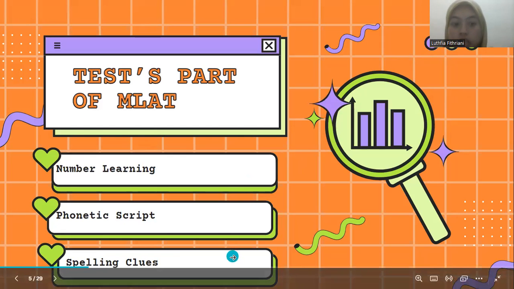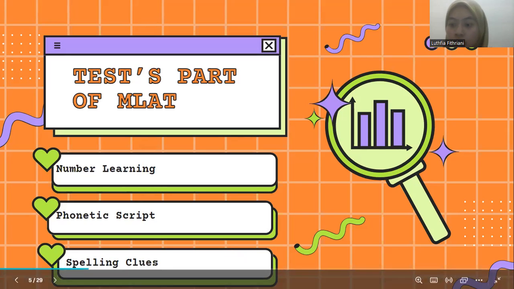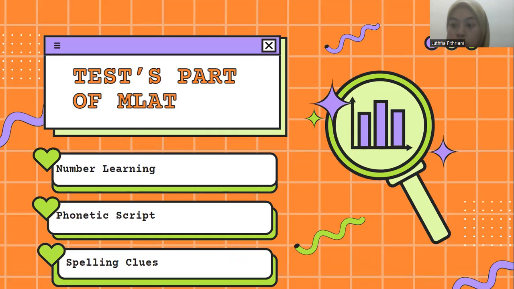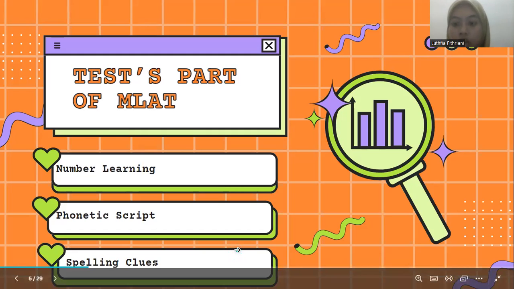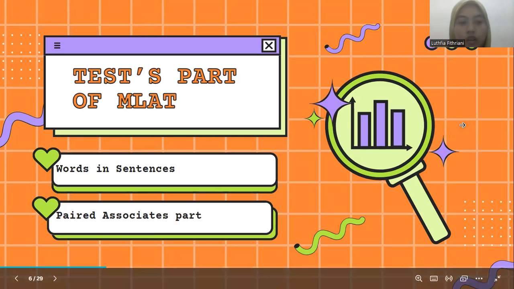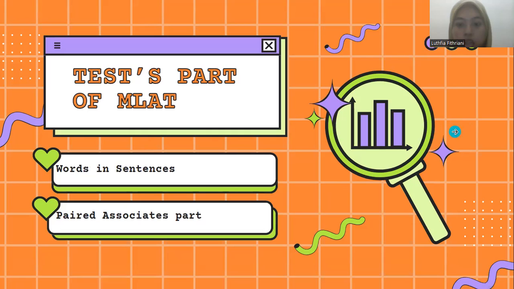The third is spelling clues. Examinees must read words that are spelled as they are pronounced rather than according to standard spelling conventions. They must then select from a list of words the one whose meaning is closest to the disguised word. The fourth is words in sentences. It measures examinees' awareness of grammatical structure.